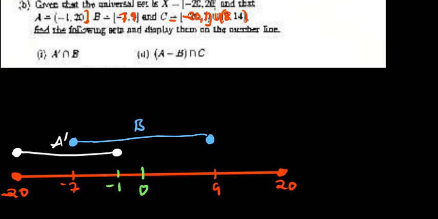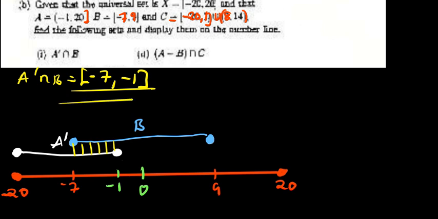We want the line where B and A complement meet. It is this point. Therefore, A complement intersection B is equal to, starting from negative 7, the last point here is included. So starting from negative 7, comma, it ends at negative 1. But negative 1 is also included because this is included. So that is the answer. As you can see, I've found the answer, and I've also displayed it on the number line. Where I've shaded, that is A complement intersection B.